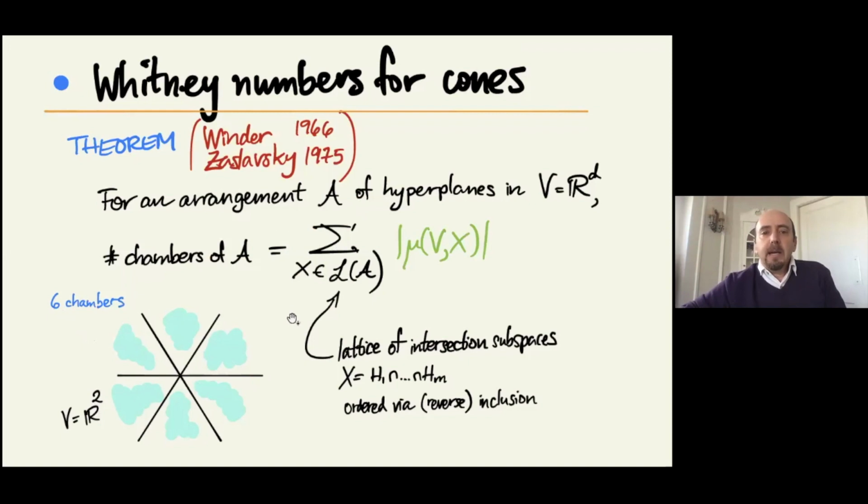And one way to count them, according to Winder and Zaslavsky, is you sum over the intersection lattice, the lattice of intersection subspaces X that you get by intersecting the hyperplanes. These intersection spaces X can be of any dimension. You order them by inclusion, or rather by reverse inclusion, which turns out to be consistent with what we were doing before. And you just sum up the absolute value of the Möbius function values from the bottom of that poset, which will be the whole Euclidean space V, up to the intersection space X. You sum up those numbers and you'll get the number of chambers.